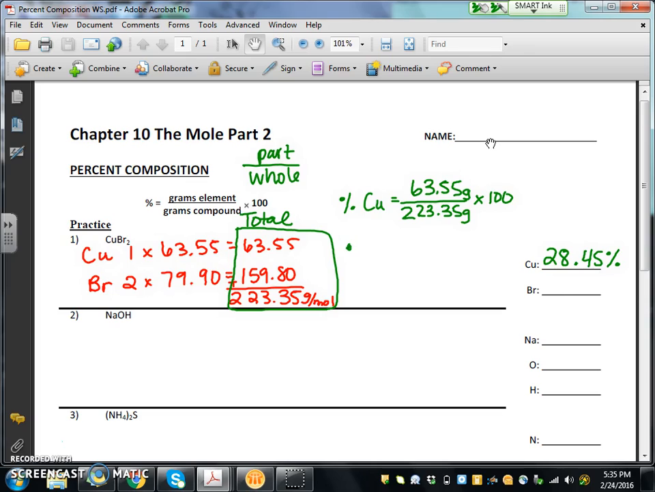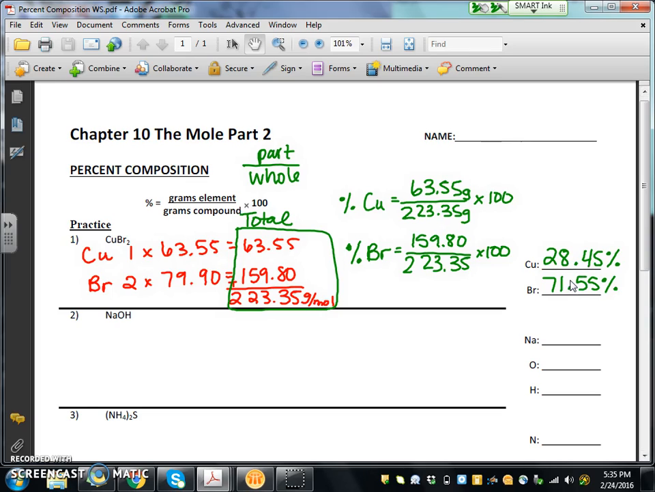So let's calculate percent bromine. The total amount of bromine we have is 159.80. The total amount of compound in copper bromide that I have is 223.35. And I'm going to multiply it by 100. And when I do this, 159.80 divided by 223.35 multiplied by 100, I'm going to get 71.55%.